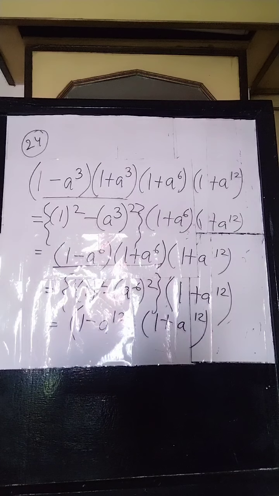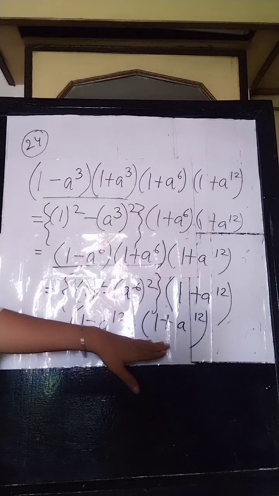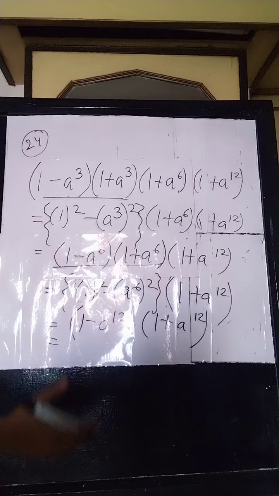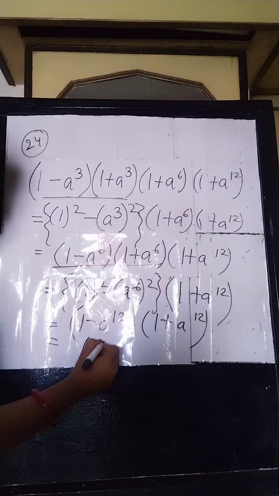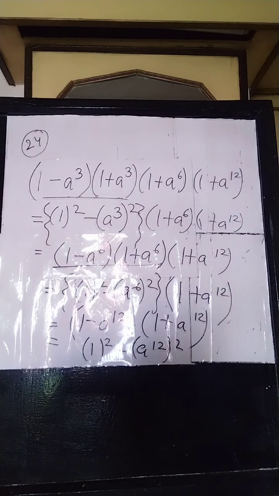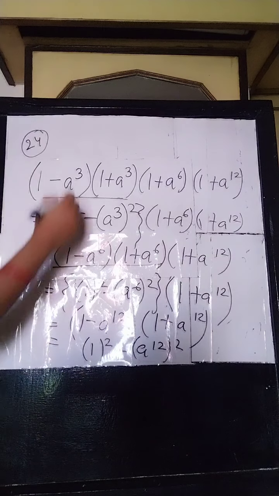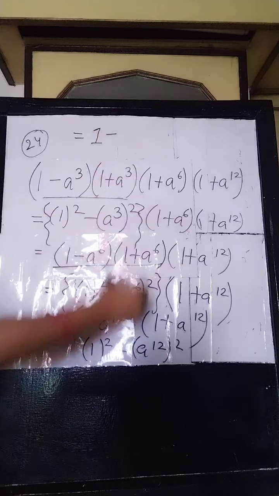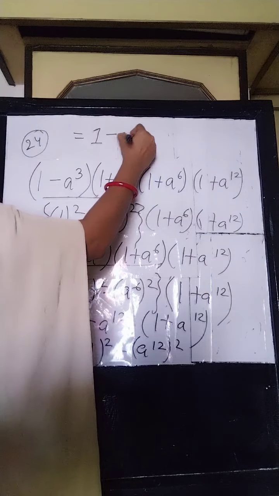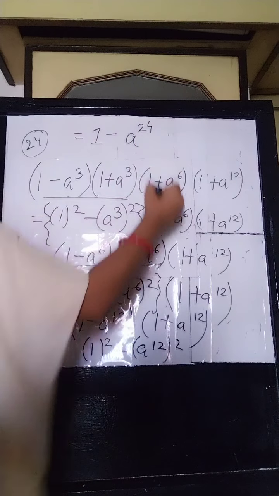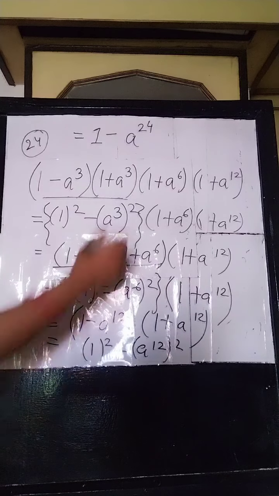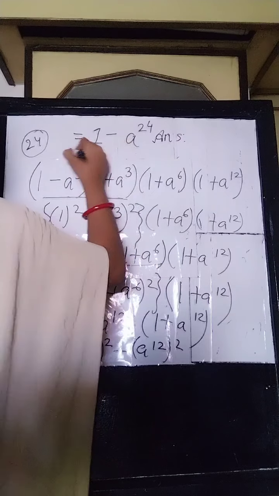So as you can see, we have got a 1 minus a to the power 12 and 1 plus a to the power 12. That is a minus b and a plus b. Now we will again use the form a square minus b square. Here a means 1 square. Here b is a to the power 12. A to the power 12 whole square. Now by removing the bracket, 1 we will get, and then a to the power 12 square we will get a to the power 24, as 12 plus 12, powers are always added. 1 minus a to the power 24 is the answer of sum number 24.